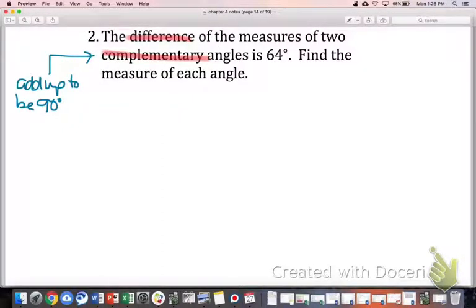Complementary angles add up to be 90 degrees. So it says the difference of these two complementary angles is 64 degrees. Find the measure of each angle.